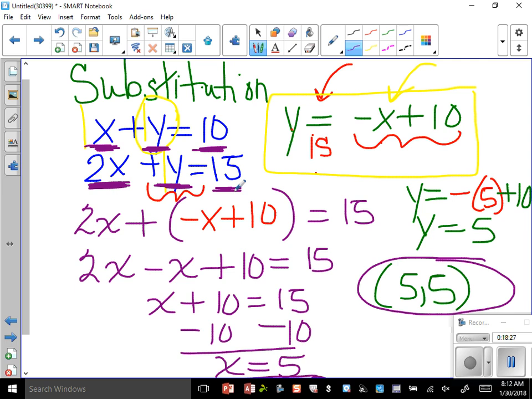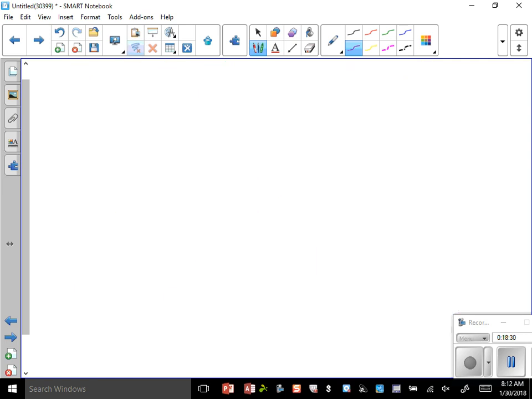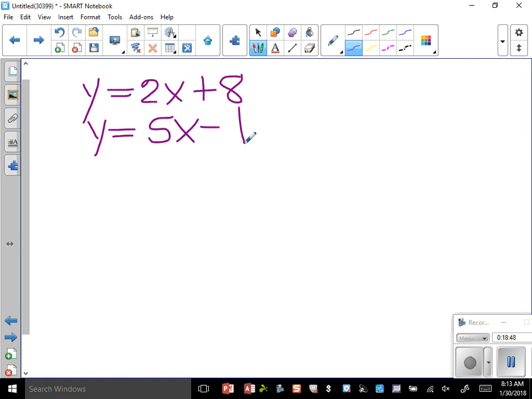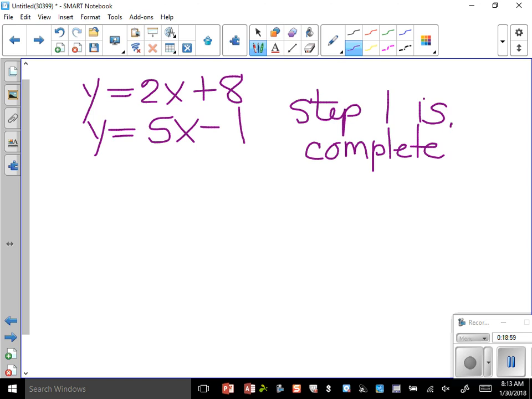Okay. So on page 4, still using the substitution method, I'm going to do the you try 1 and then you'll do the you try 2. So I have y equals 2x plus 8 and y equals 5x minus 1. Now notice step 1 is already done. How do I know that? Because they've already isolated one of the variables. So I put up here step 1 is completed. Actually, they isolated the same variable in both problems.